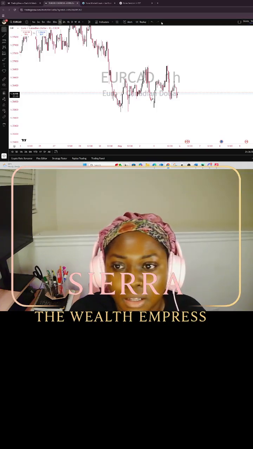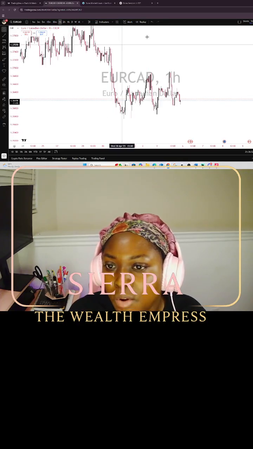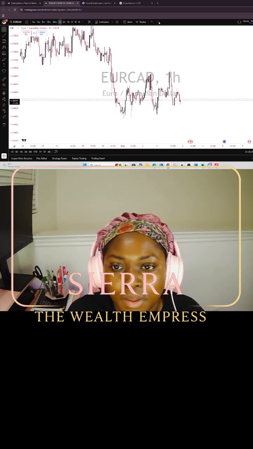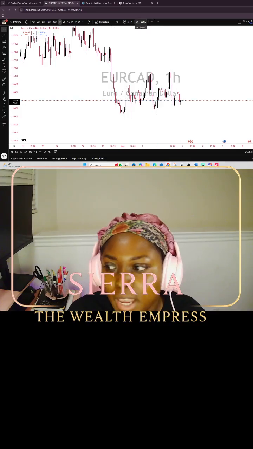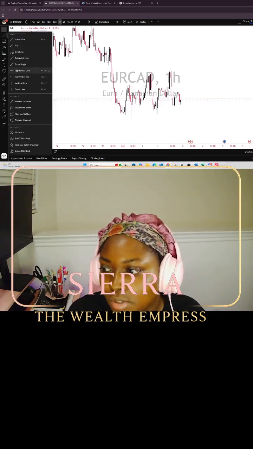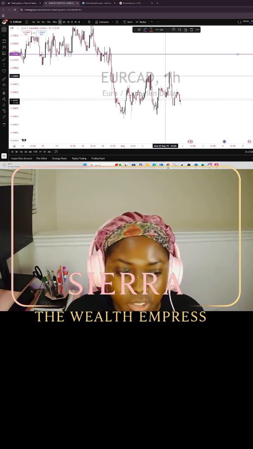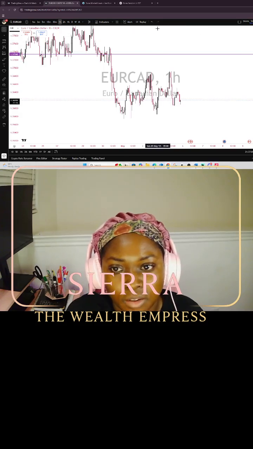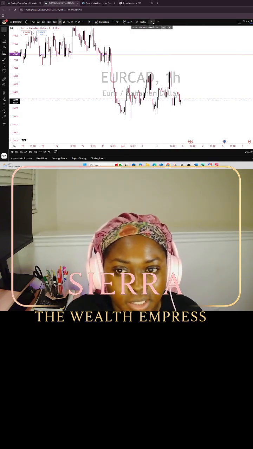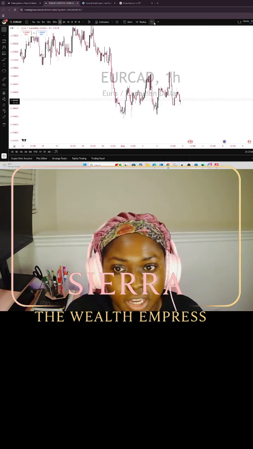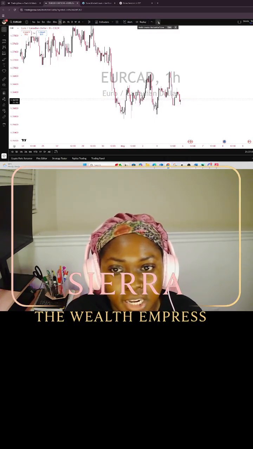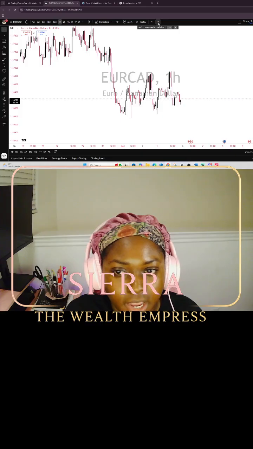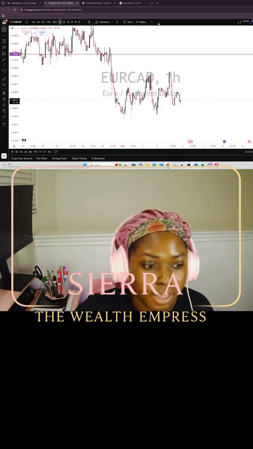Alrighty. Now up here at the top, this button right here lets you undo something. So if I was to put this horizontal line on my chart and I didn't want it there, I can just press this undo and it'll delete it. And then if I did need it there, I just press this one right here and it'll put it back.